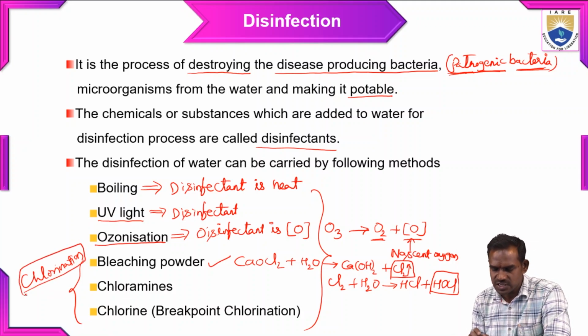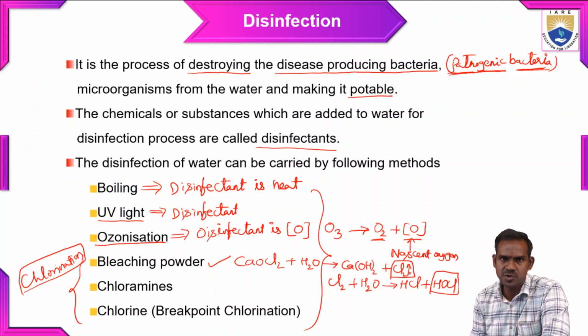Initially, bleaching powder such as calcium oxychloride is added to water containing microorganisms. It will convert into calcium hydroxide as well as chlorine gas. Here chlorine gas is generated in between the process, which will further react with water and convert into HCl as well as HOCl. You know that HCl is hydrogen chloride or hydrochloric acid, and HOCl is hypochlorous acid. What is HOCl?